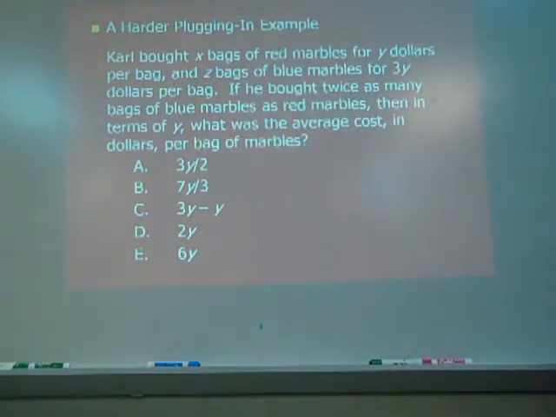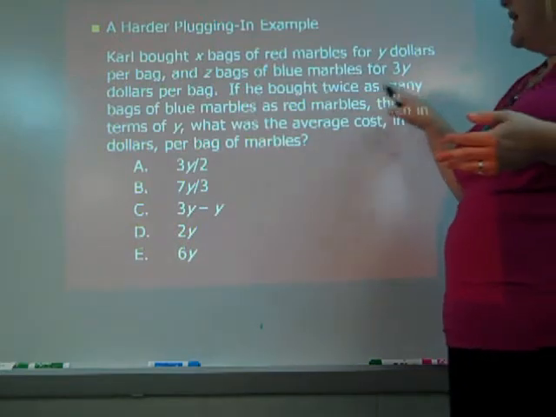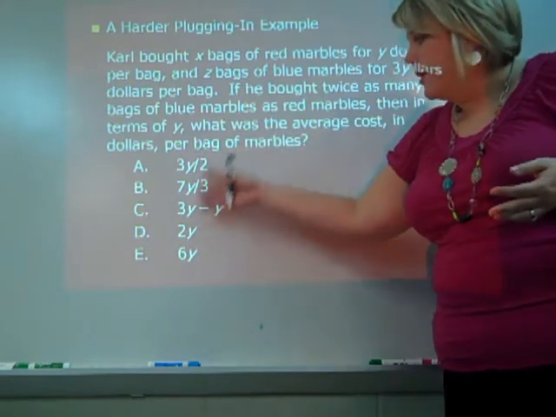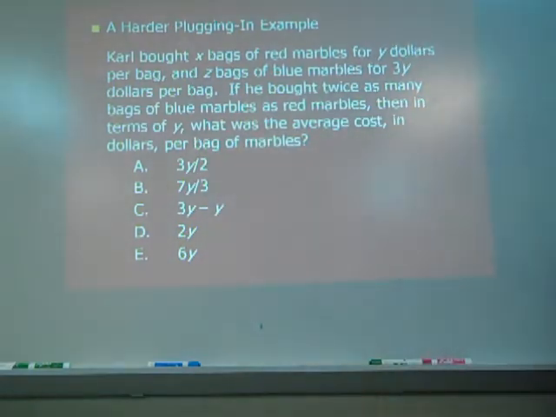Carl bought X bags of red marbles for Y dollars per bag and Z bags of blue marbles for $3 per bag. If he bought twice as many bags of blue marbles as red marbles, then in terms of Y, what was the average cost in dollars per bag of marbles? This is really confusing. This is a really good one to use plugging in on. Notice again, we've got the whole in terms of Y, we've got variables in our answer choices, so this is all telling us to try plugging in.